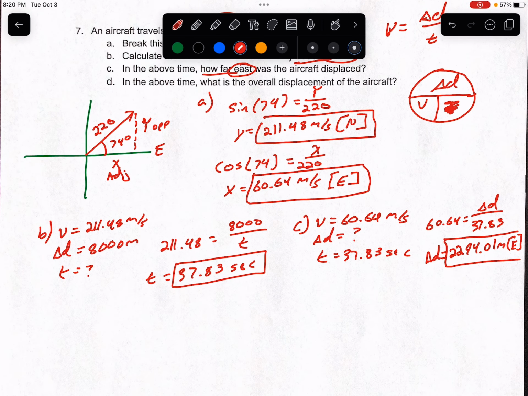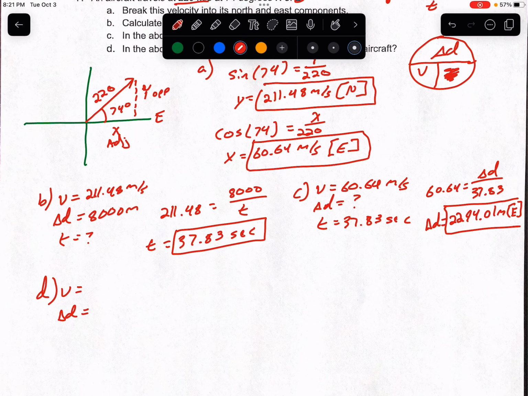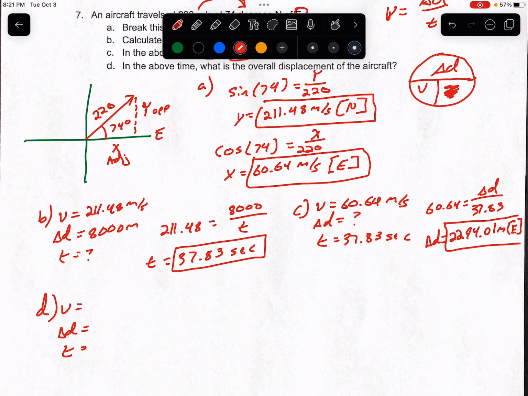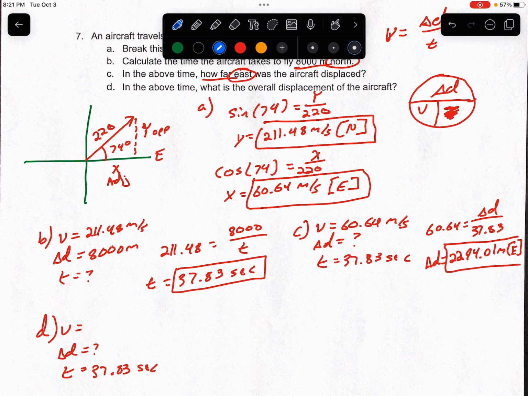Part D, in the above time, what is the overall displacement? So part D, we're going to do the V, D, and T. D is what we're looking for. We want to know what is the overall displacement. Time is 37.83 seconds. Now, when I say overall displacement, what I mean is I want to know what is the actual displacement of the hypotenuse. I want to know how far that line is. The 220 is not how far it went, that's just the velocity of it. So we're going to figure out how far that hypotenuse actually goes.